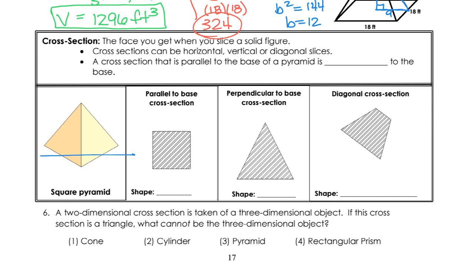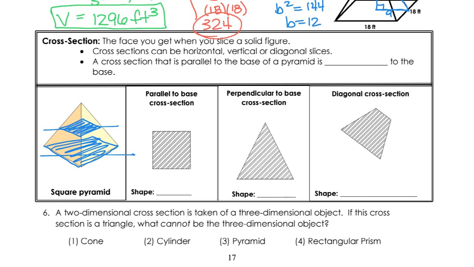So here's the base of my pyramid. If I slice it, it's parallel to that base. It's a nice horizontal slice. And if I think about the shape that I would get, it would be the same shape that's on the bottom, but smaller. So like for instance, there's my base, and the shape that I get right above it is the same shape, just a different size.